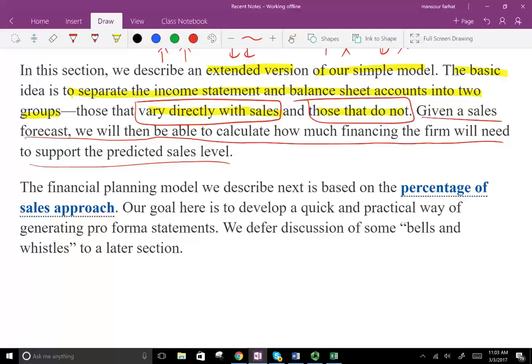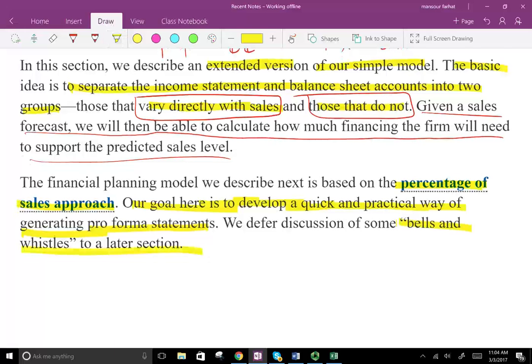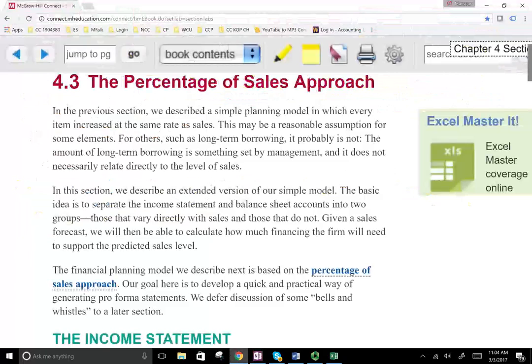to support our operation. The financial planning model we describe next is based on something called the percentage of sales approach, basically using sales as your driving force. Our goal here is to develop a quick and practical way of generating a pro forma statement. We defer the discussion of some bells and whistles to later sections. Of course, this is a simplified version.